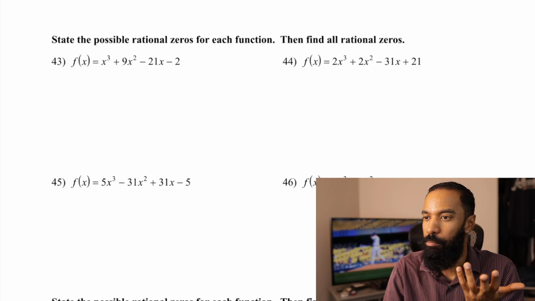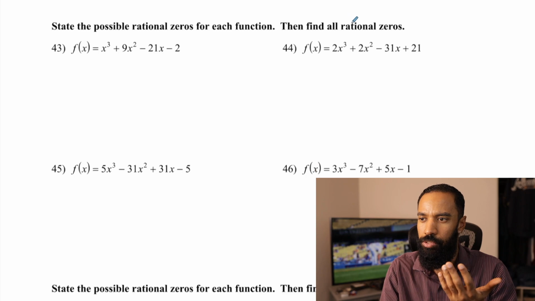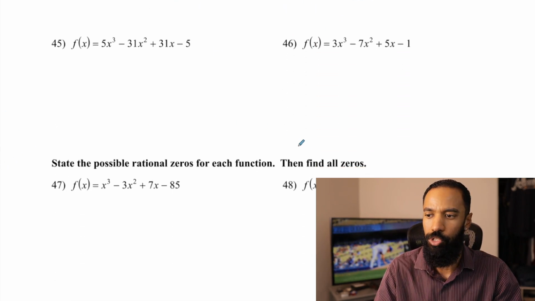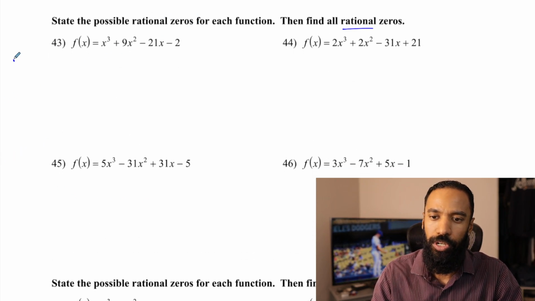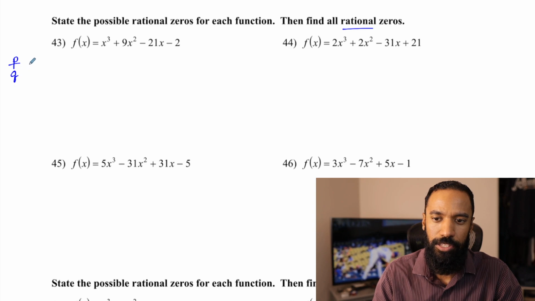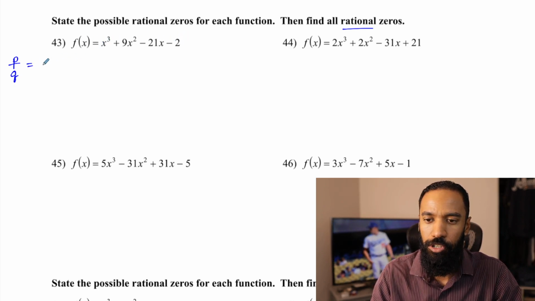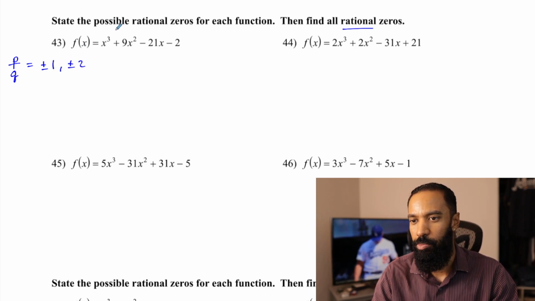I only have 8 more problems to do. We do have to find the zeros on those and find the zeros in those. Here we have to find the rational zeros only. Here we have to find all zeros, which means we might have to use quadratic formula, completing the square or whatever. So state the possible rational zeros. That's my p's over q's. Some classes they'll say m over n. So you got to divide all factors of 2 by all factors of 1. That's 1 and 2 plus or minus. So those are all the possible ones.